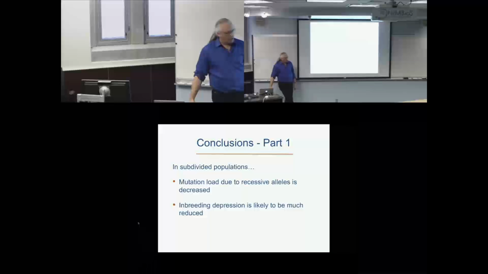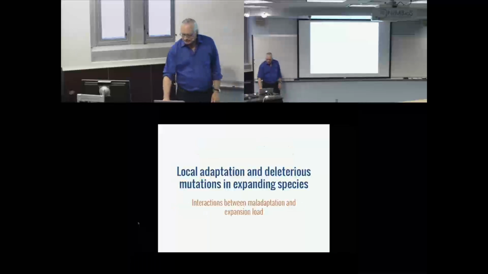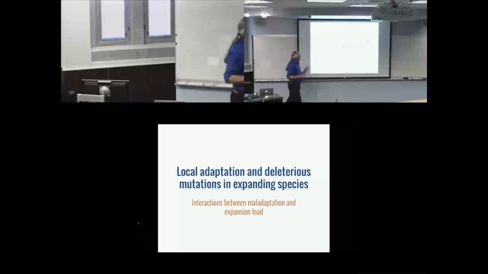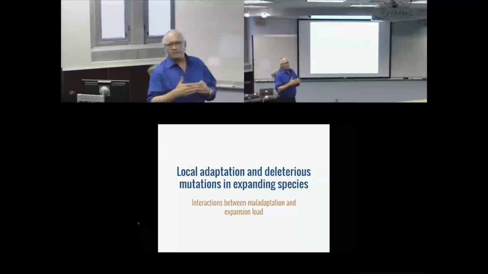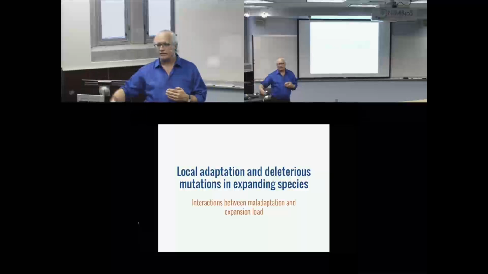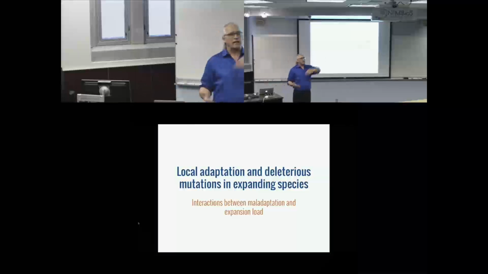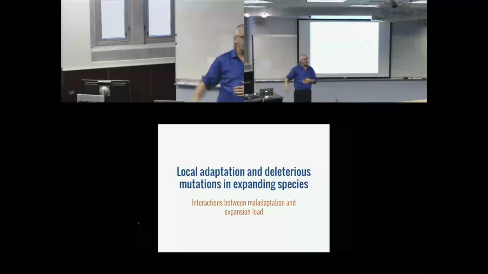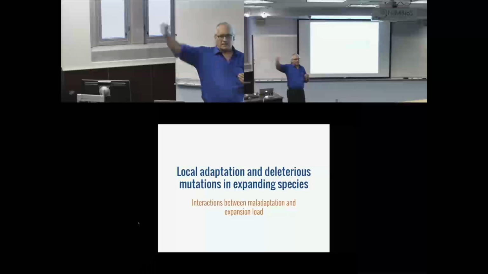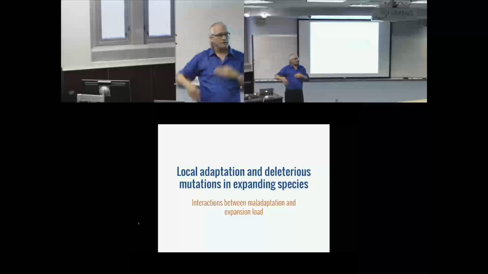Right. Okay, so here's the new part. I want to talk again about an explicitly spatial model. This is about populations expanding over space. The classical example of this is actually European humans spreading out of Africa across Europe or across Asia. I guess that would make them not European humans, but humans spreading across Europe or Asia.